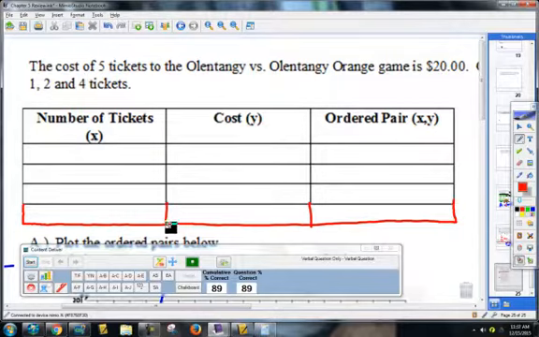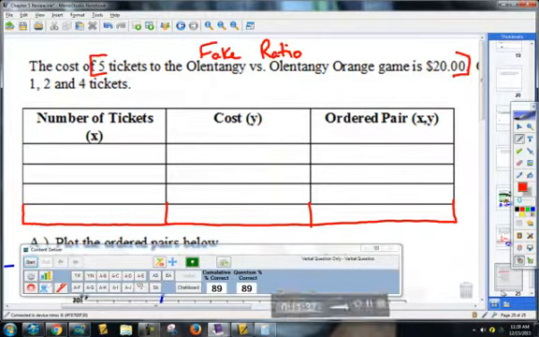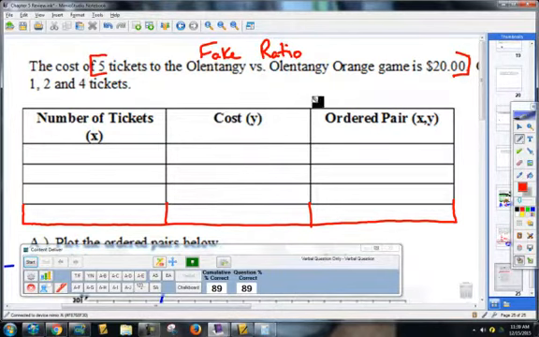Go ahead. And then I'll tell you where to go from there. I'm just going to kind of get you started here. It says up at the top, the cost of 5 tickets to the Olentangy versus Olentangy Orange game is $20. That is my fake ratio. Okay? So I know that for 5 tickets, it costs how much?